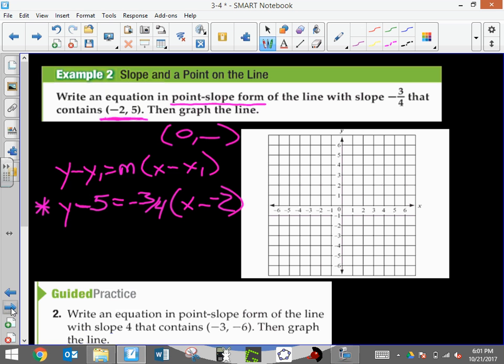I can still graph this line. I've been given a point, I've been given a slope, so I should be able to find another point off of that. So I'm going to start by graphing my point (-2, 5), and then I'm going to use my slope of -3/4 to find my next point. So I'm going to go down 3 and then over 4. So 1, 2, 3, and then 1, 2, 3, 4. There's my next point. My line is going to look like that.